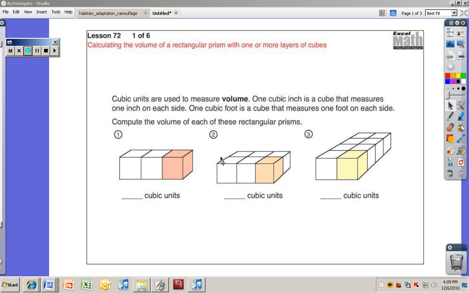Fifth grade Excel lesson 72, calculating the volume of a rectangular prism with one or more layers of cubes.